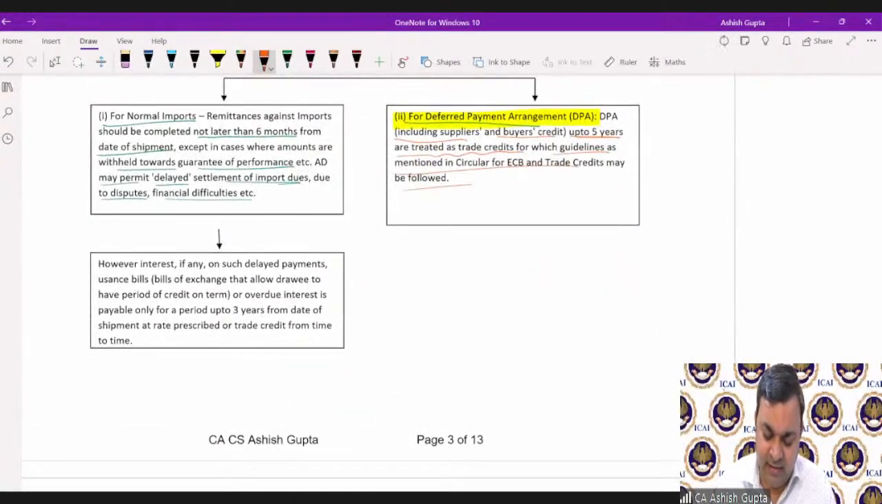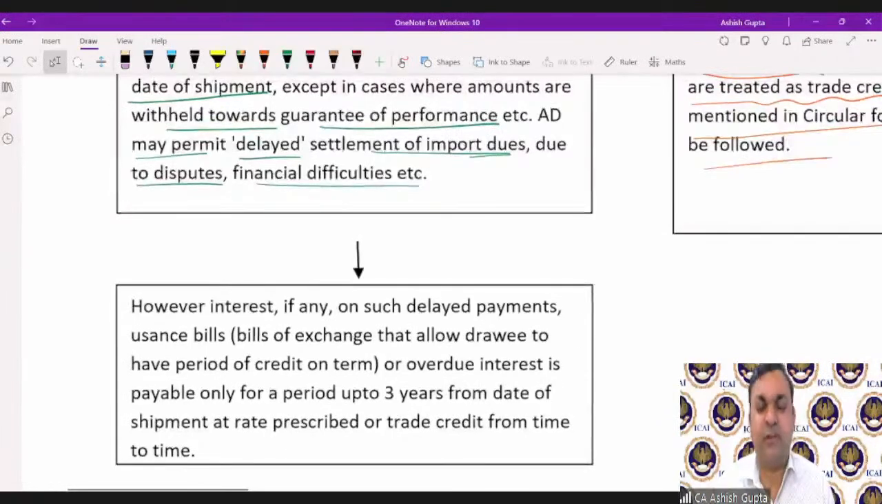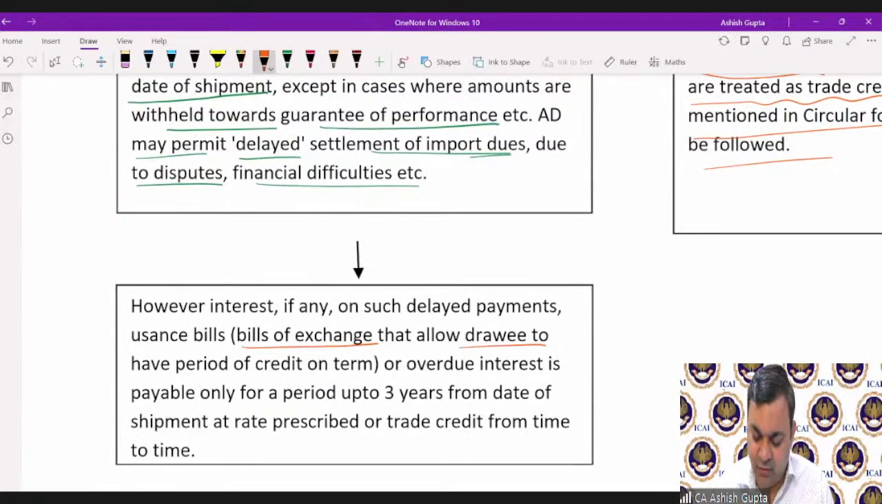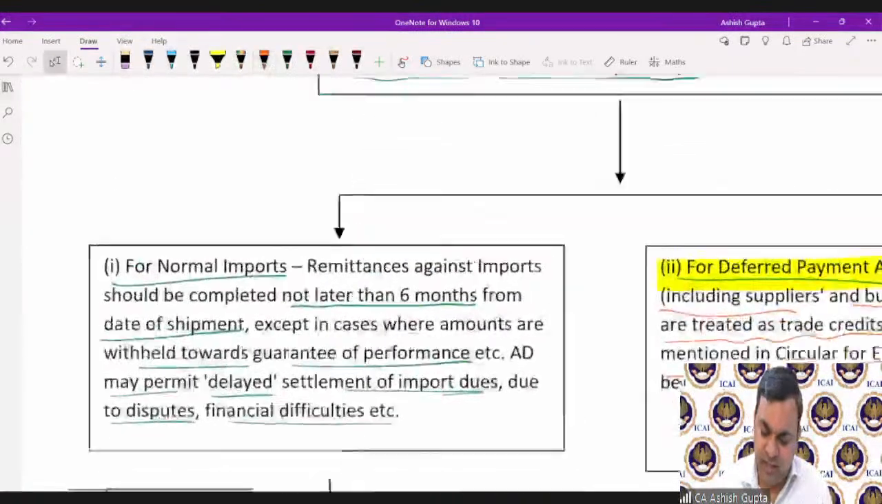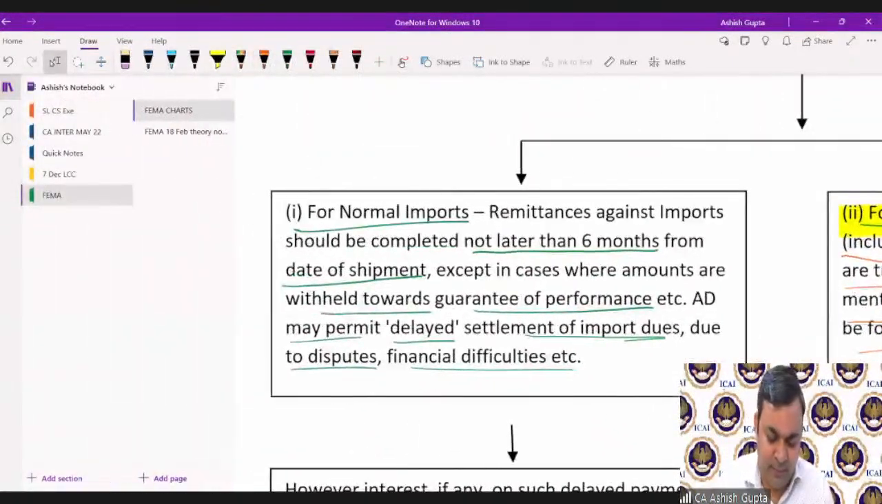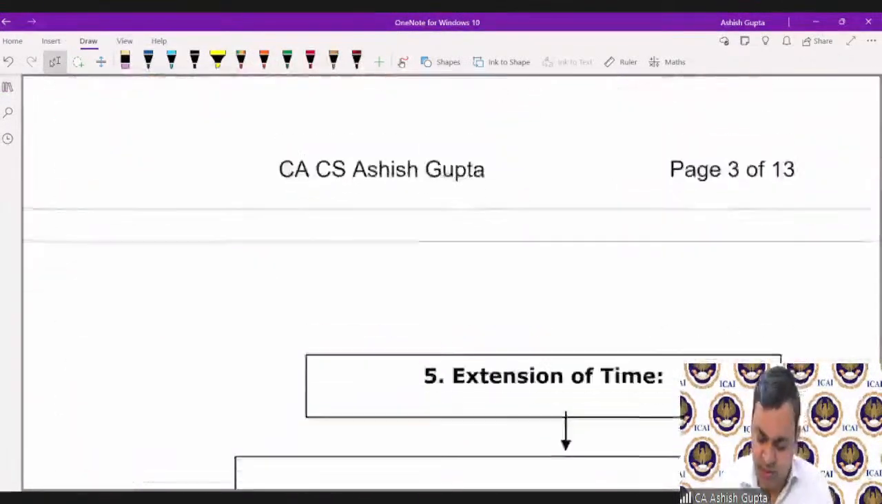However, interest, if any, on such delayed payment or usance bill, usance bill means bill of exchange that allows the drawee a period of credit, on term or overdue interest is payable only for a period up to 3 years from the date of shipment as prescribed from time to time. Means interest for delayed payment is restricted by the import of services guidelines up to 3 years. Means we will provide foreign exchange for the payment of interest on delayed payment for maximum up to 3 years. So that is point number 4.